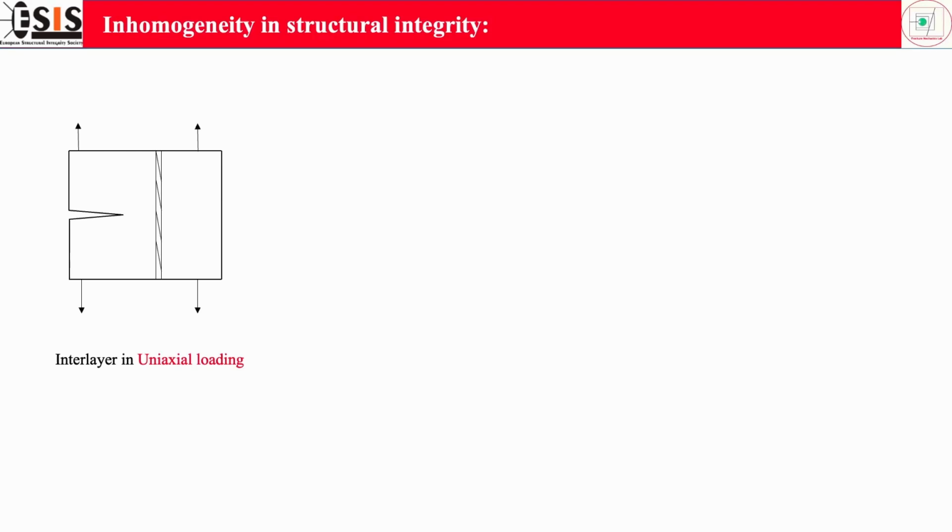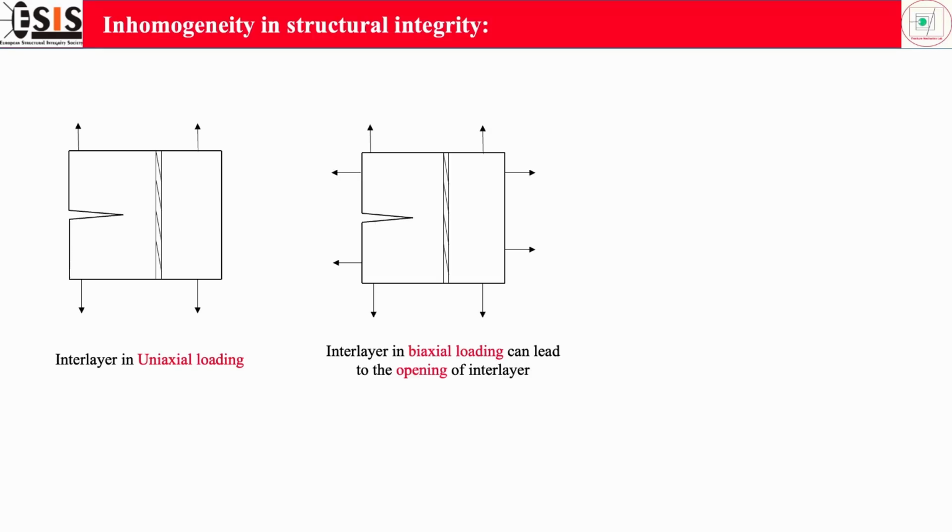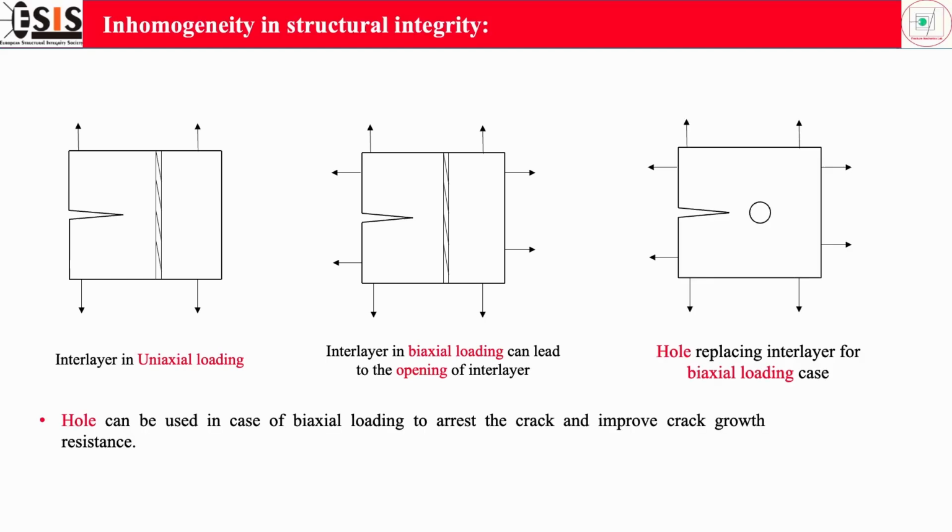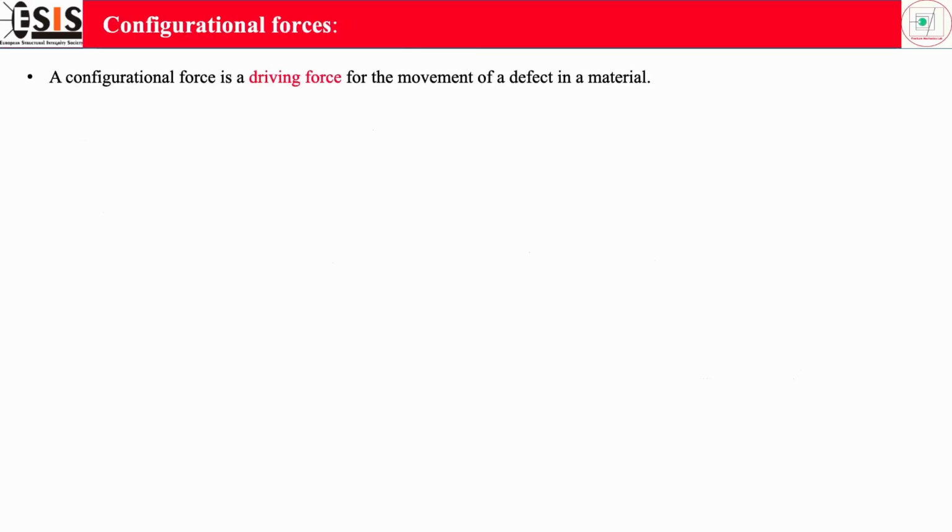It is good for the cases of uniaxial loading. But for the cases of biaxial loading, this interlayer can cause a problem, as it can lead to the opening of the interlayer. So in those cases, we can place a hole into it. A hole replacing the interlayer in biaxial loading is good to arrest the crack as well as to improve the fracture toughness of the material. So in biaxial loading applications, we can use a hole in place of interlayers or in place of joining two different materials.